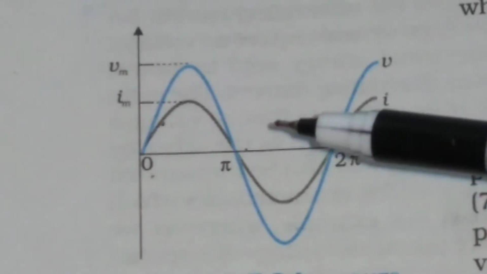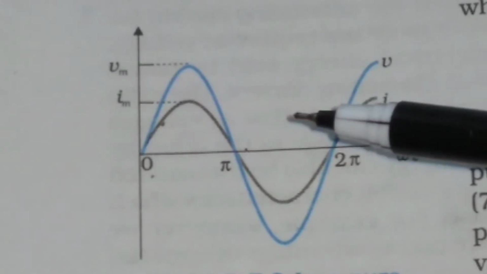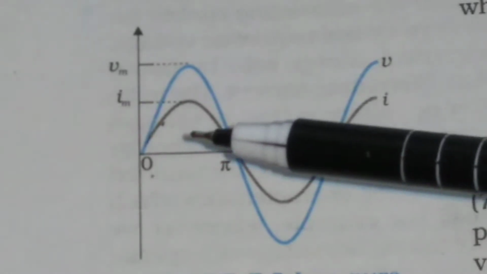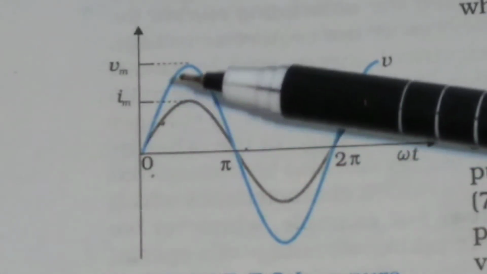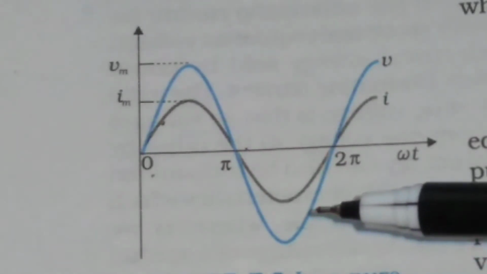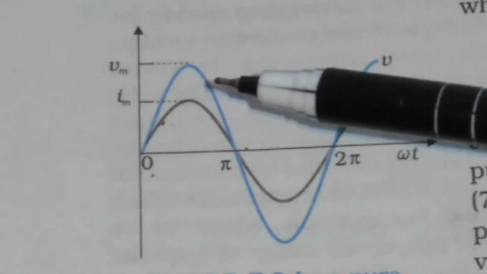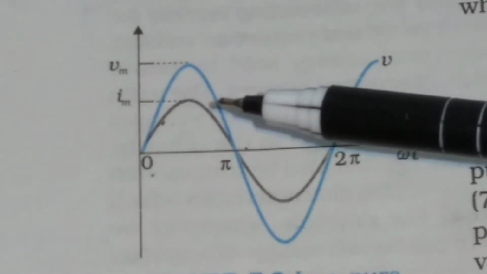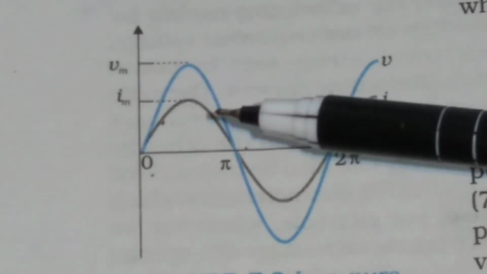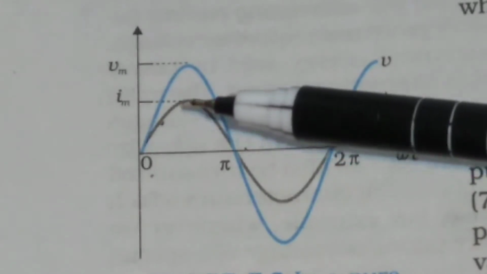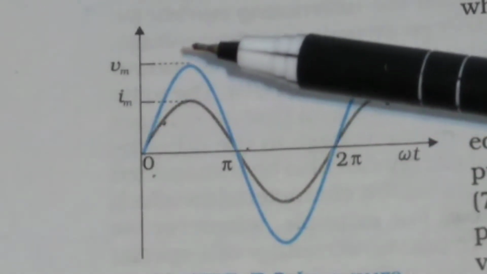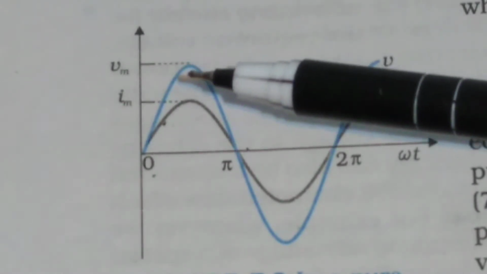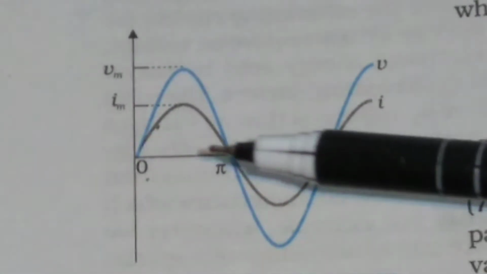From the graph it is clear that in a pure resistor the voltage and current are in phase. You see the black curve is the curve for the current, and the blue curve is the curve for the voltage, and voltage and current both are in phase. That is, at a particular instant, if you draw two vectors, then the two vectors make the same angle with the time axis.